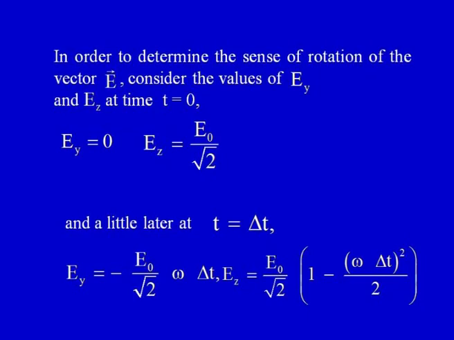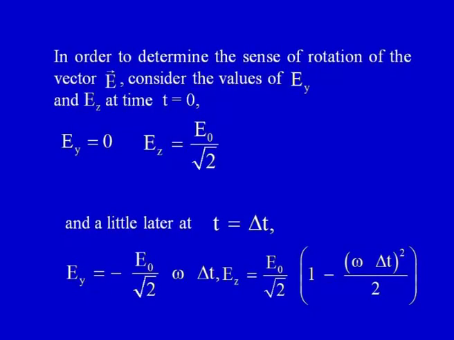Again, as we did earlier, in order to determine the sense of rotation of the electric vector E, consider the values of E y and E z at time t equal to 0. So, at time t equal to 0, E y is equal to 0 and E z is equal to E naught upon square root of 2. A little time later, at t equal to delta t, E y is equal to minus E naught upon square root of 2 times omega delta t, and E z is equal to E naught upon square root of 2 times 1 minus omega delta t square upon 2.